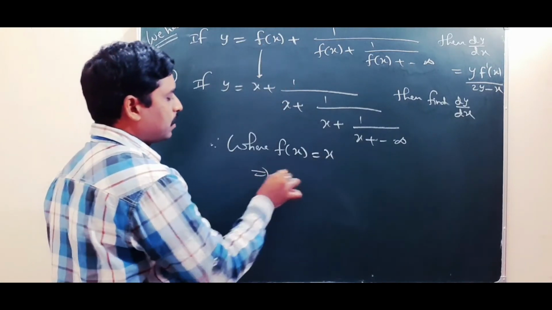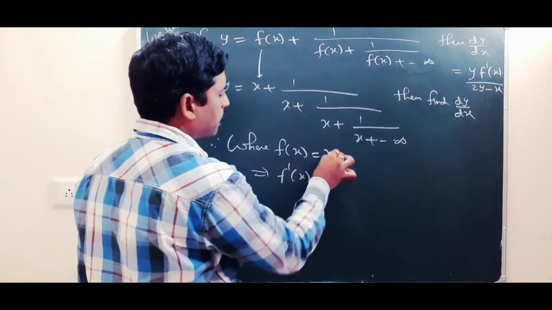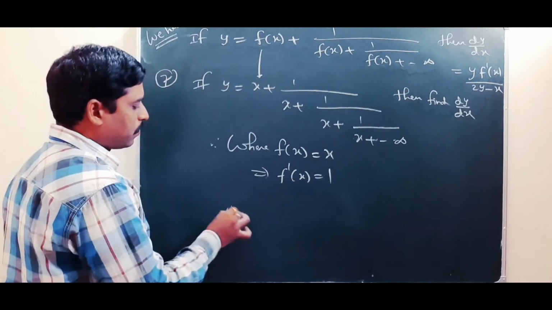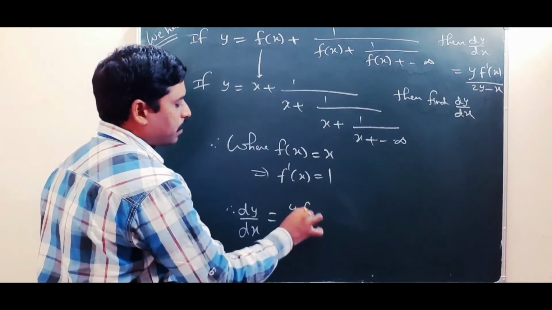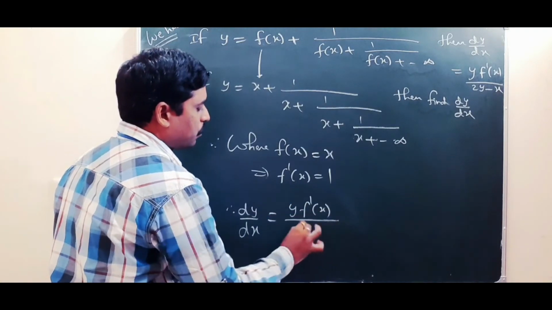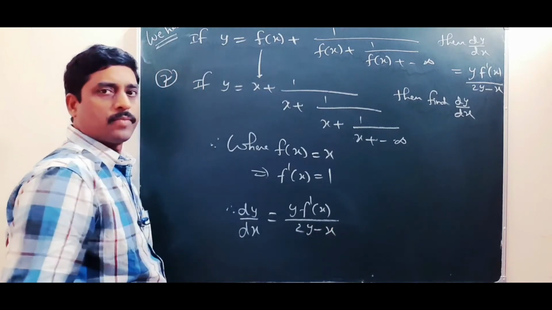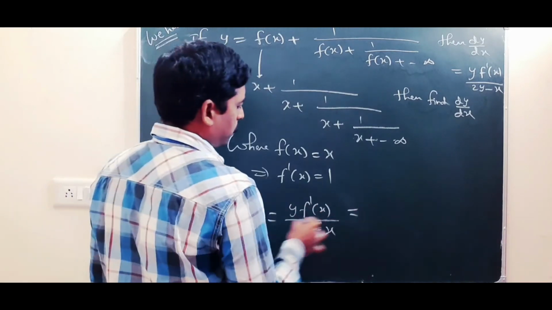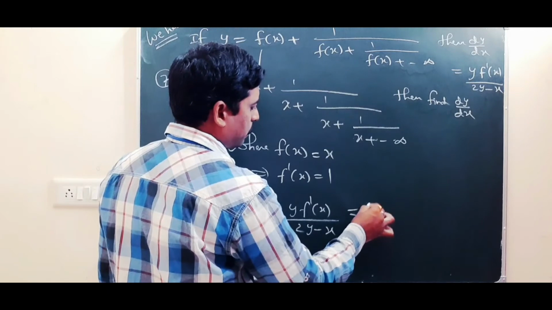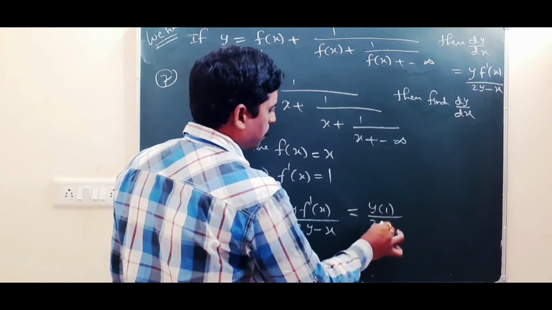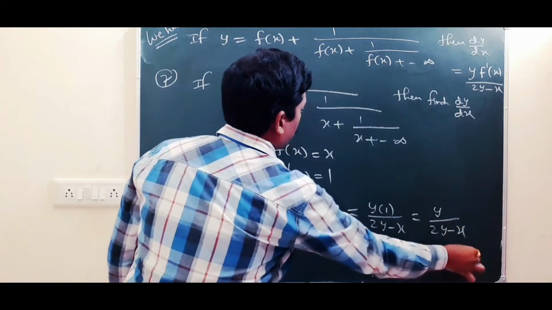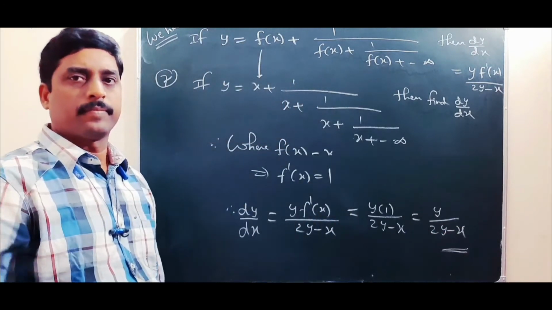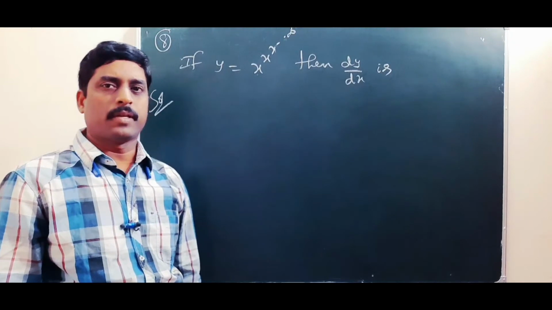Now f dash x is equal to the derivative of x, which will be 1. So what is the formula? dy by dx is equal to y into f dash x by 2y minus x. In this formula we substitute f dash x as 1, so y into 1 by 2y minus x. So what is the answer? y by 2y minus x. Let us go to the next problem.